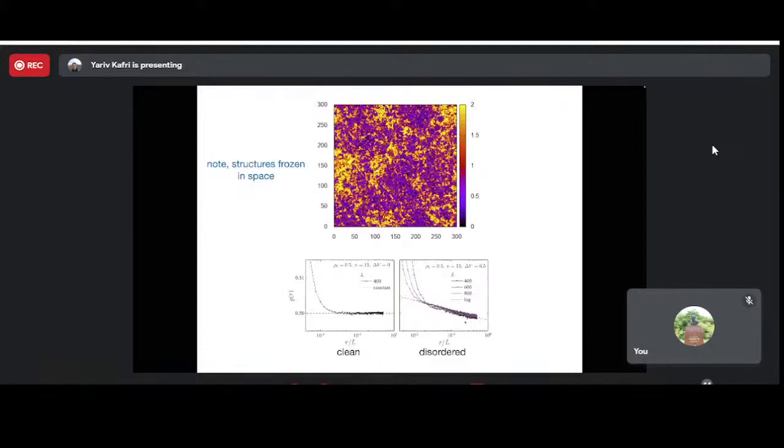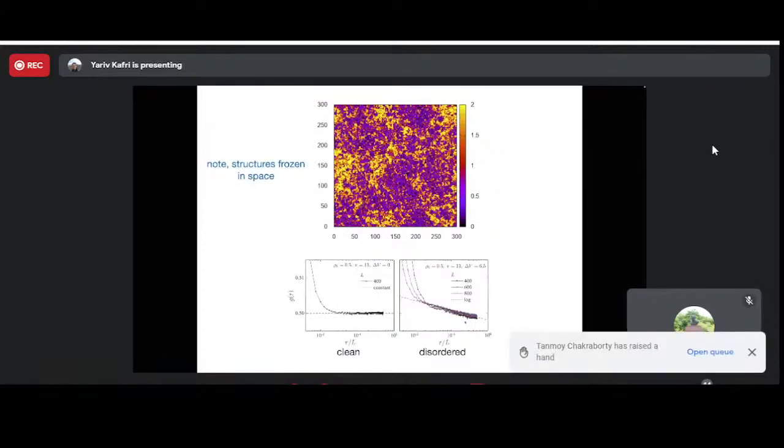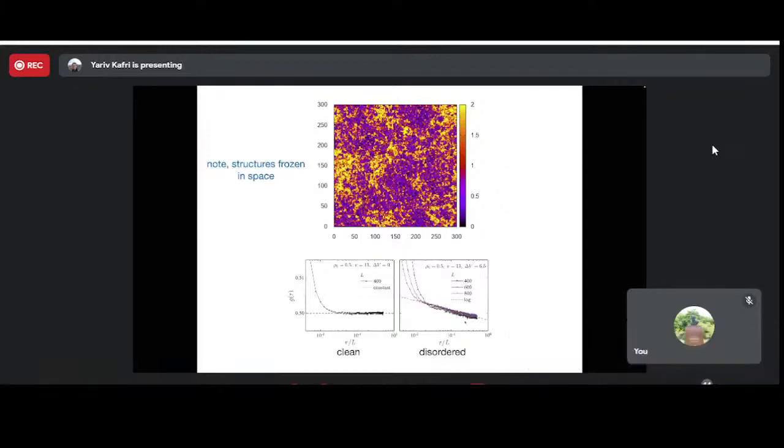Okay, so just to recap, dilute system, you put in this order, you get these power law correlations, and now I'm interested to ask, what do interactions do? Do they modify this?